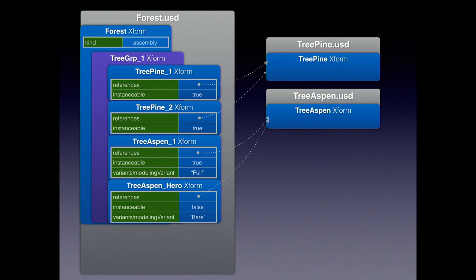And we might know that one of those aspen trees is really important and it's going to have some hero work. So we might actually flag it as not being instanceable. So you can see that all of the trees in this particular set have been tagged as instanceable. Instanceable in USD, if you're not familiar with that concept, really just makes primitives read only.